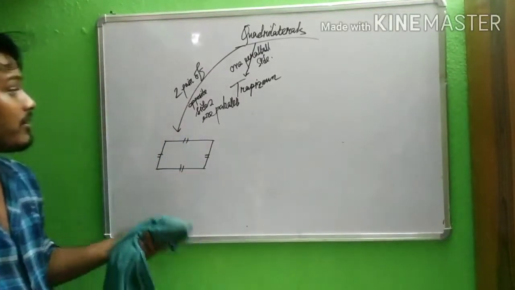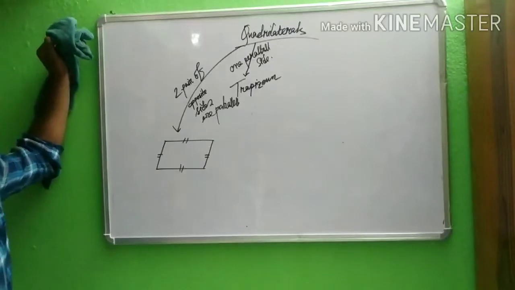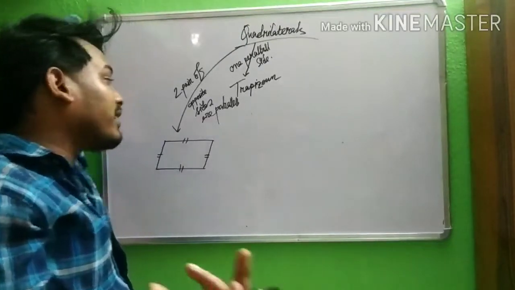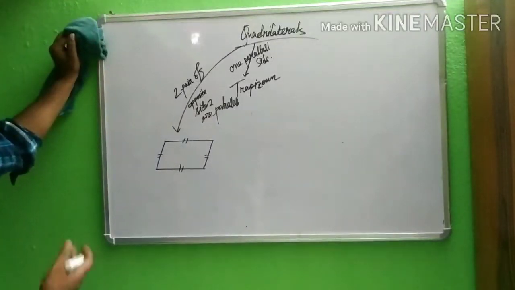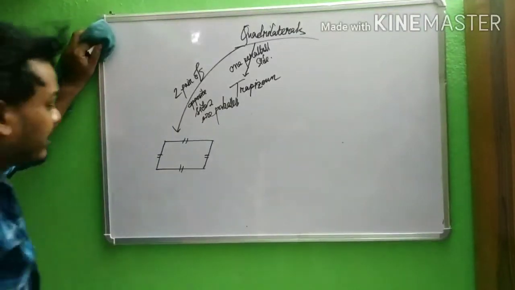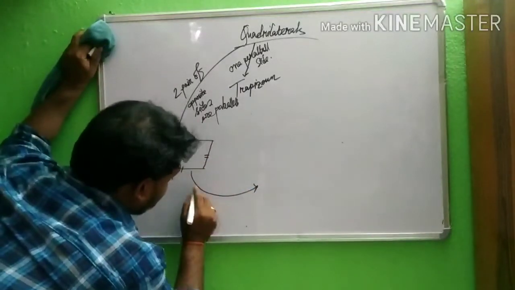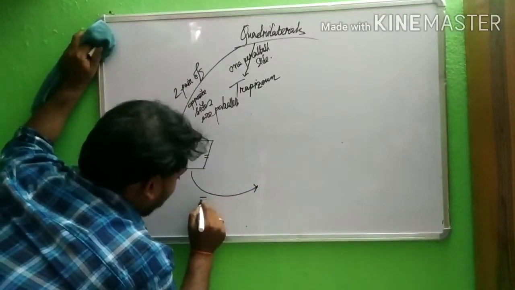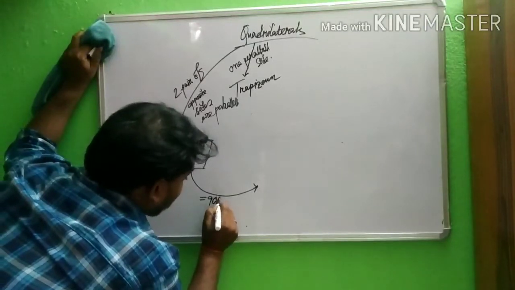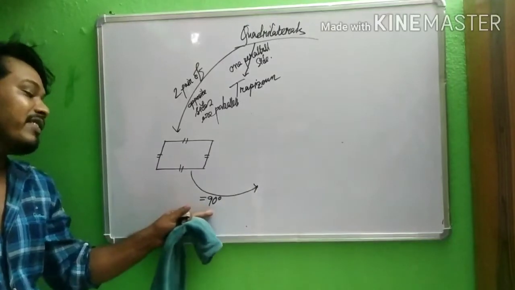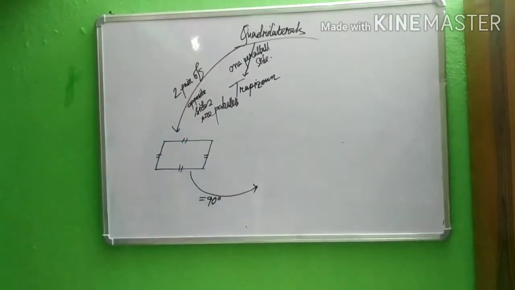Okay. So what is a parallelogram? Parallelogram means two pairs of opposite sides are parallel. Okay. Then if the angles of a parallelogram become 90 degrees, then it becomes a rectangle.